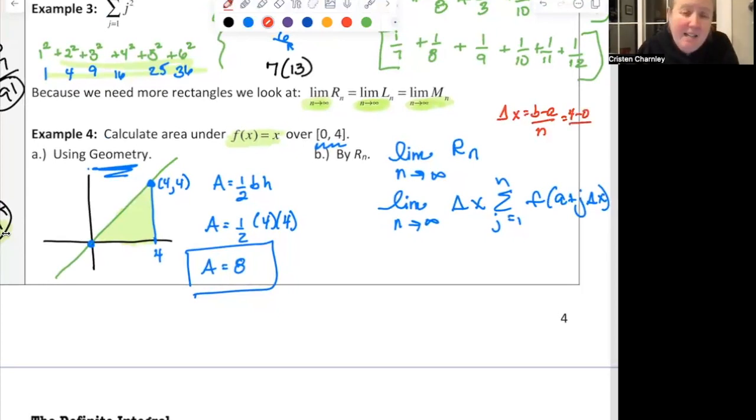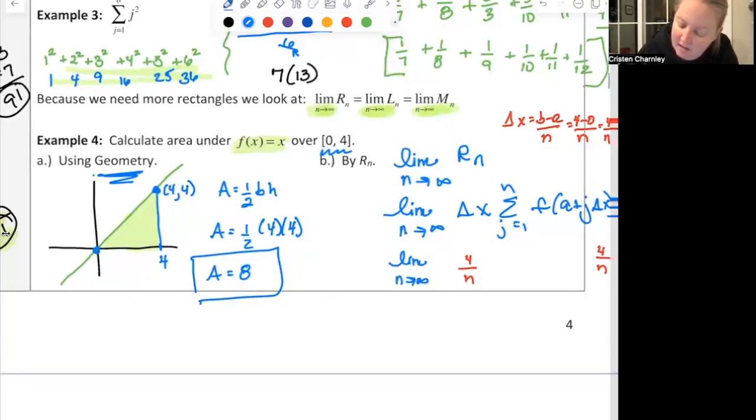Now, n, I didn't say n rectangles or 6 rectangles. I should say we did say n. So I'm going to leave this as an n. So this simplifies to be 4 over n. So any place there's a delta x, it's a 4 over n. So that's 4 over n. This is a 4 over n. This is still the limit as n approaches infinity.